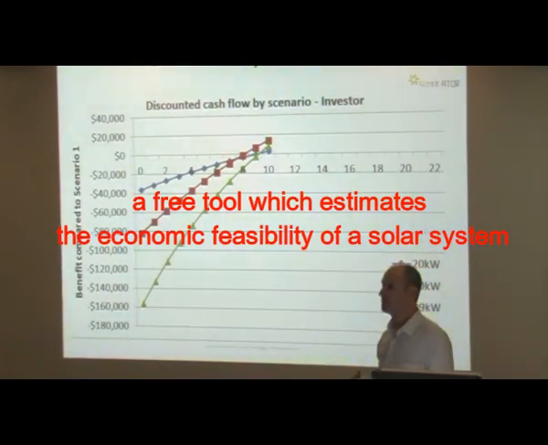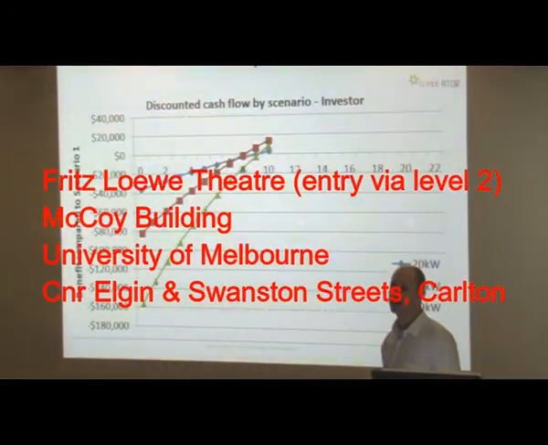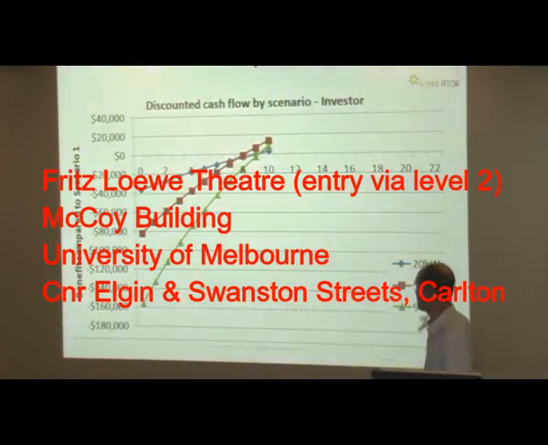So you can put in those variables and play around with your scenarios, different sizes of your solar system and all that stuff, and see how the different scenarios compare.